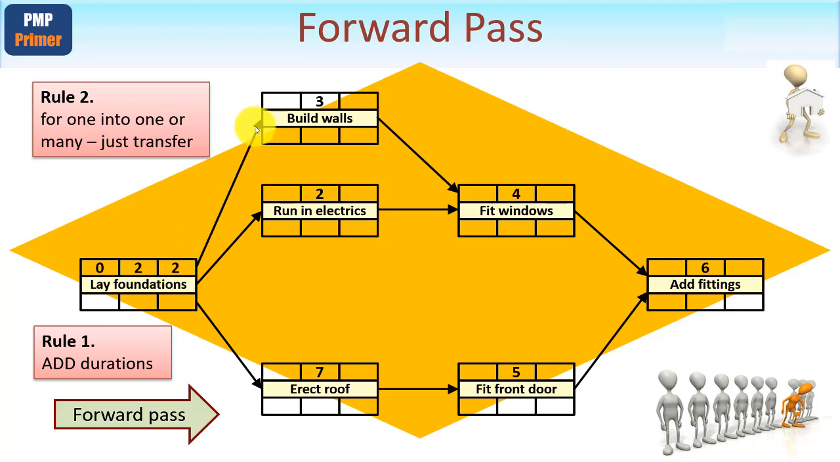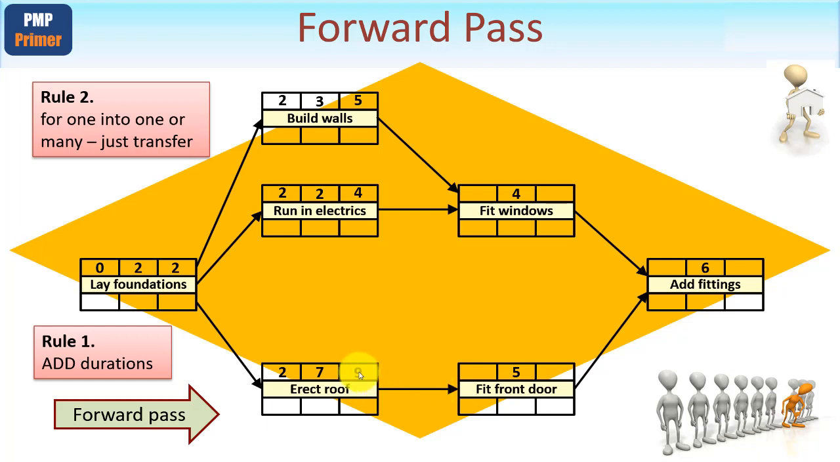So we put a 2 here, here, and here. That's it. Now we add the durations because we're in the forward pass. 2 plus 3 gives you 5, 2 plus 2 gives you 4, and 2 plus 7 gives you 9. Well, before we get stuck into the ones at the top, here's a couple that are just in series.